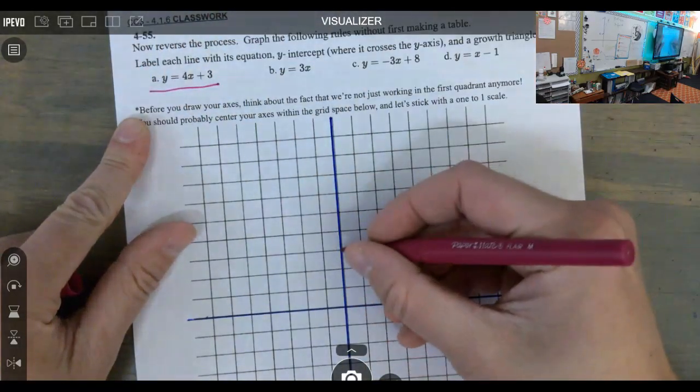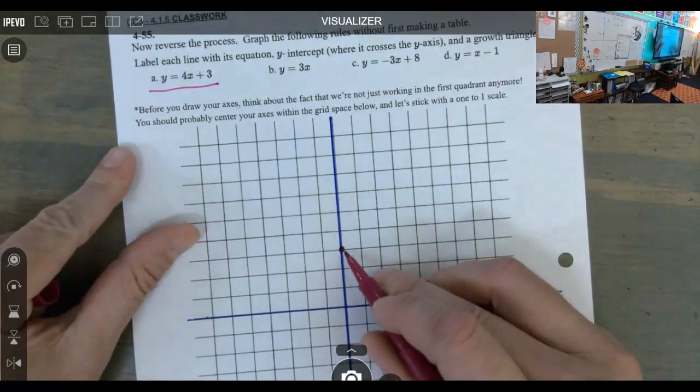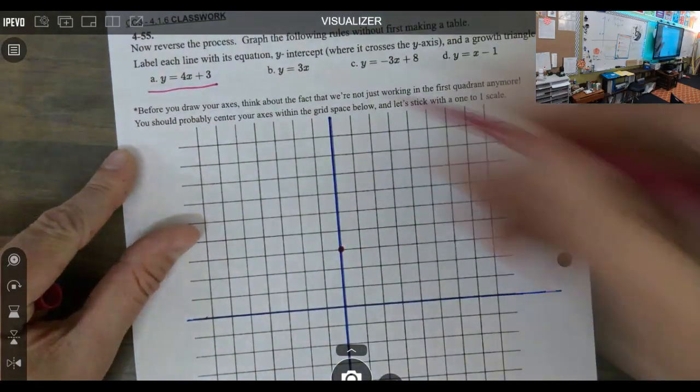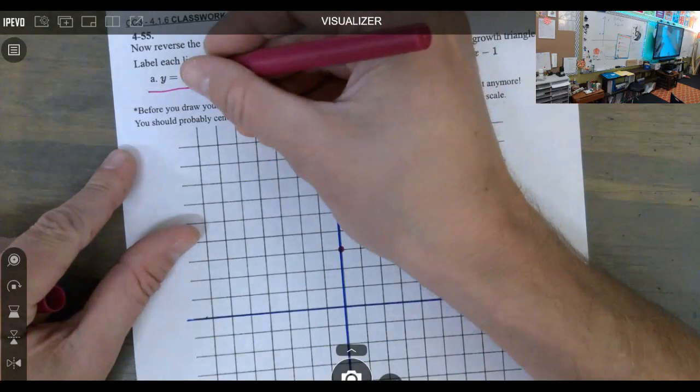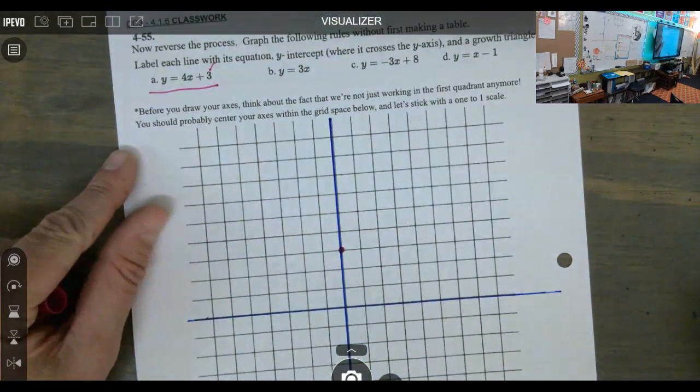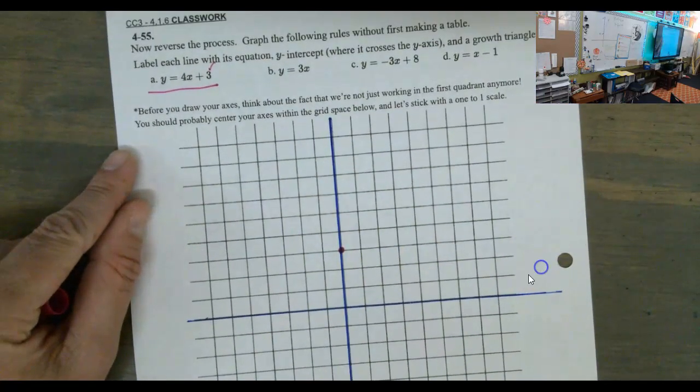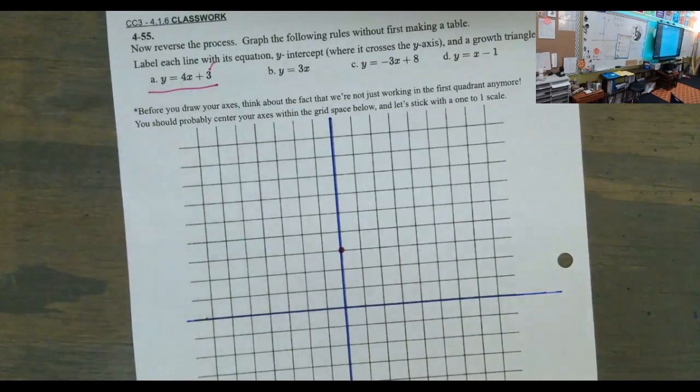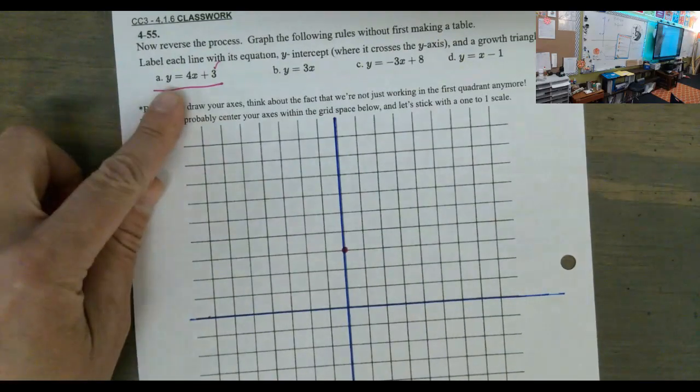Start at 3, okay. So I did what the 3 told me. What about doing what the 4 tells me? Do you want me to move on? Owen, your card is literally next. So 4 is basically 4 over 1.